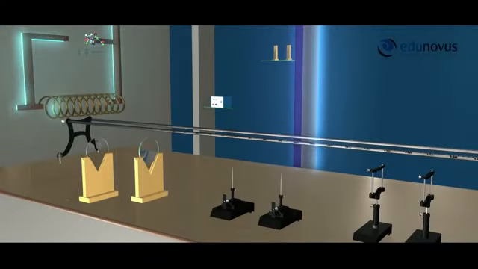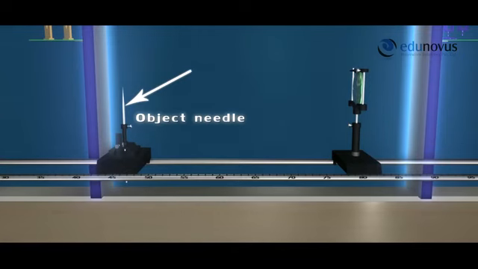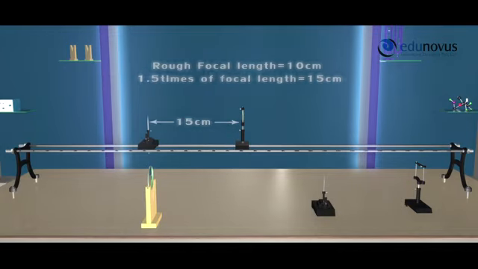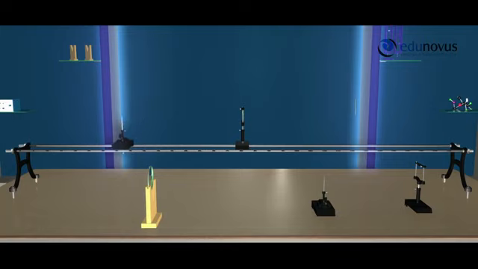Consider a convex lens and mount it on the optical bench at a convenient position. Now, place an object needle at 1.5 times the rough focal length of the given convex lens. By adjusting the position of the object needle, you will observe an inverted image of the object needle on the other side of the lens. Now, we need to place the other needle on the optical bench and consider it as the image needle.